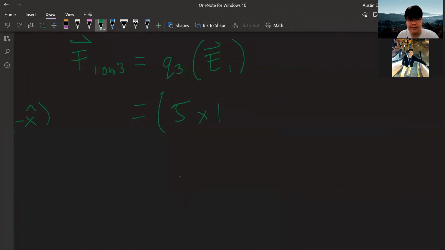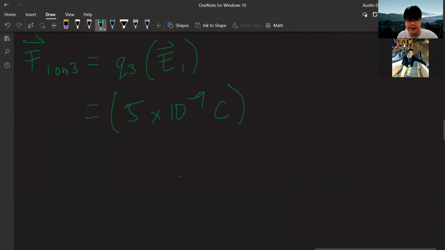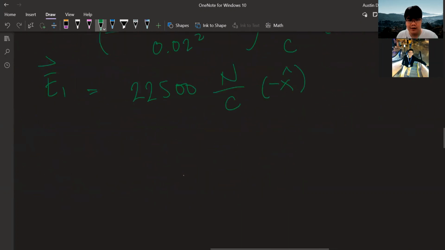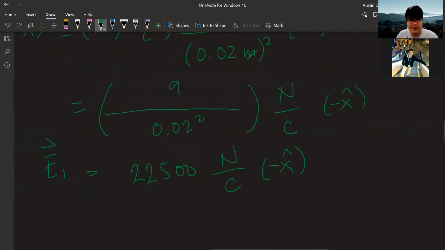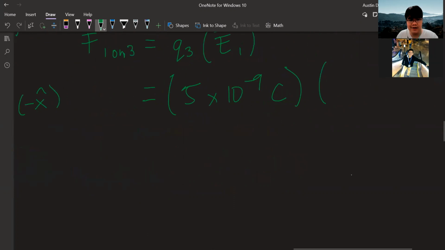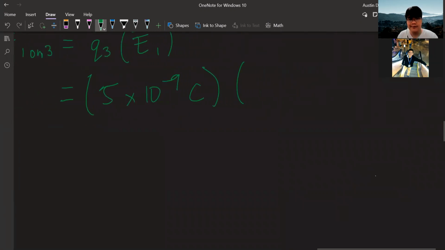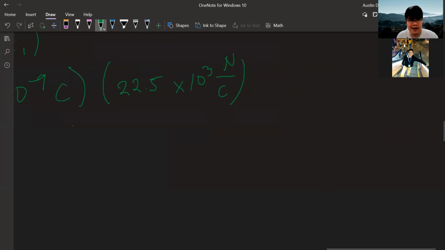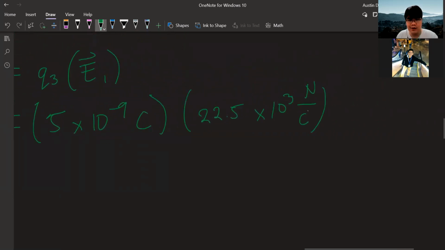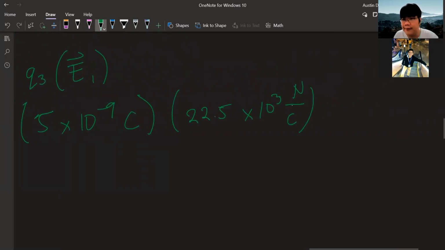5 times 10 to the negative 9 coulombs. Then this is the E. Okay, I'll write it in a more useful notation. Let's write it in scientific notation. So that's 22.5 times 10 to the 3, okay? In newtons per coulomb. And nice, no? Because the coulomb cancels and we're left with newtons, which is the unit for force.